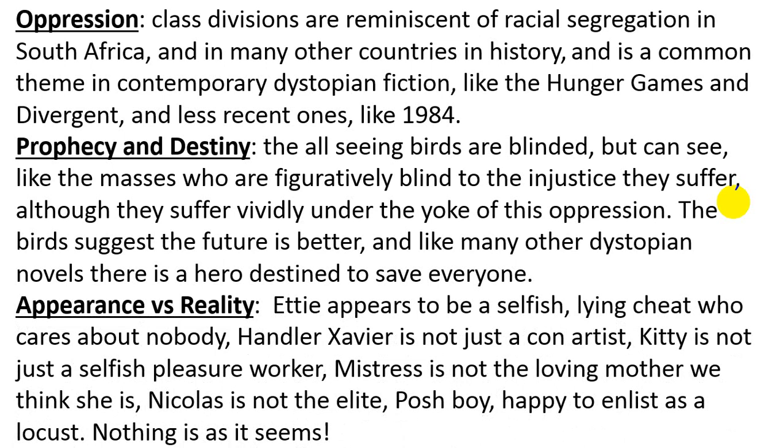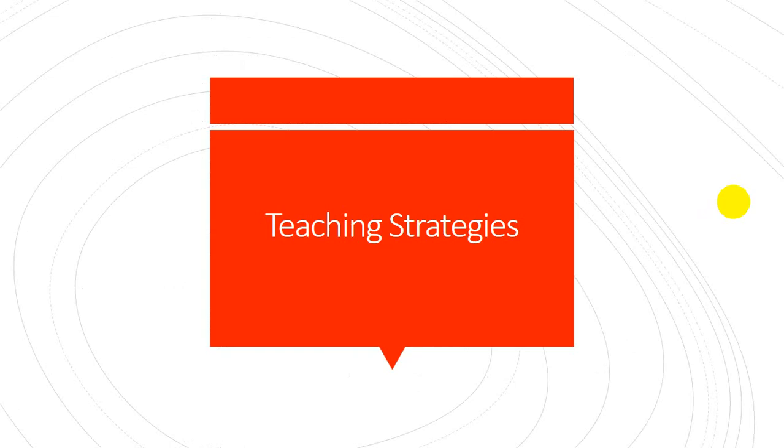She appears to be selfish. She appears to be a lying cheat. Handler Xavier appears to be just a con artist, when in fact he's actually instrumental in the rebellion. Kitty's not just a selfish pleasure worker. She's a brave martyr. Mistress is not the loving mother we think she is. Nicholas is not the elite posh boy happy to enlist as a locust. Nothing is really as it seems.